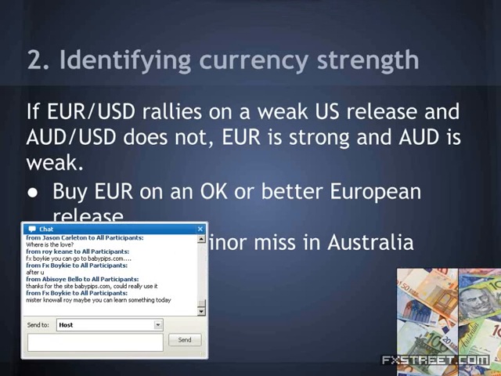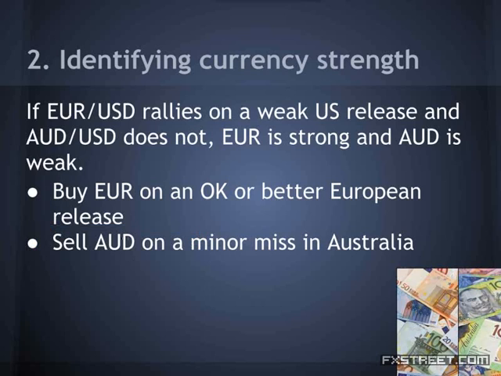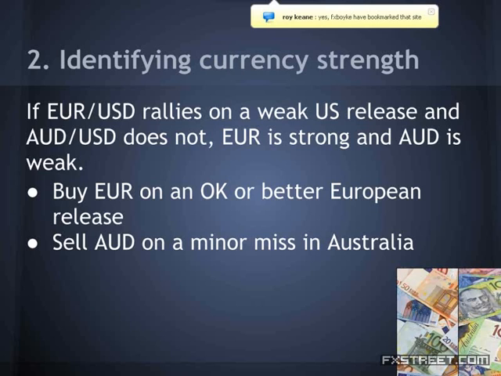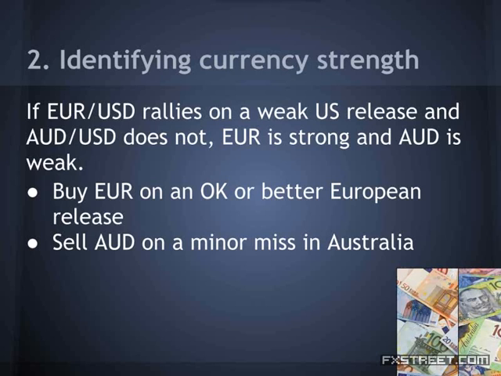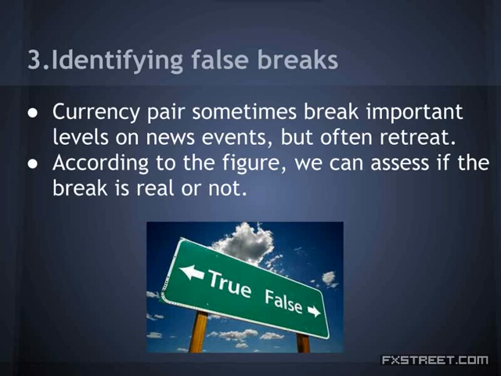Okay, so now we'll move to the third point, identifying false breaks. A currency pair sometimes breaks important levels on news events, often, but can also retreat. We see market conditions are more choppy around news events, and false breakouts happen. Sometimes these false breakouts or these retreats are just a preliminary stage to the real breakout, and sometimes they're false, and that's it.